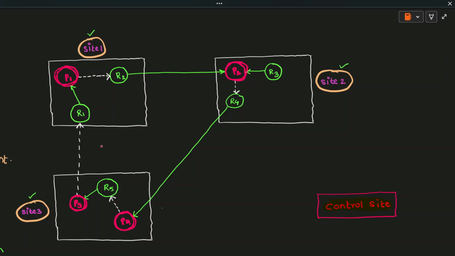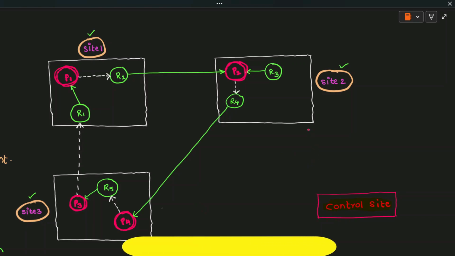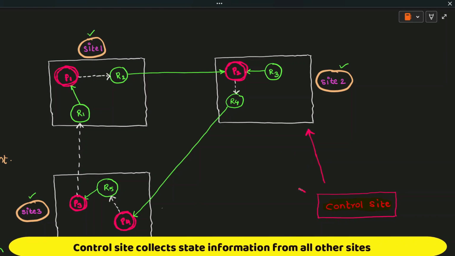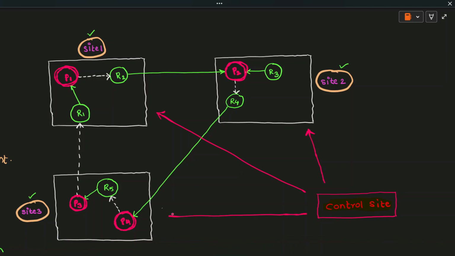Now in this complex environment, the Ho-Ramamoorthy two-phase algorithm works stepwise. In the first phase, the control site sends a request to every other site which is executing in the distributed environment. These are the request messages sent by the control site. Once the request is sent, a reply is received by the control site, which will contain the exact information about the status of resources and processes being executed on that site.